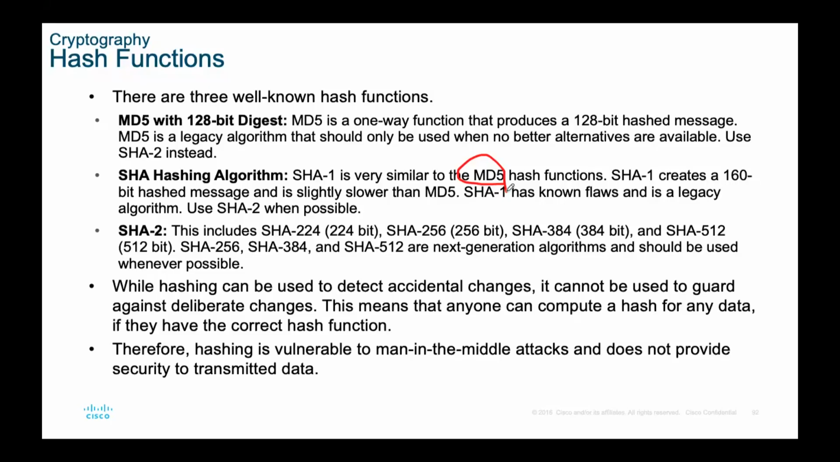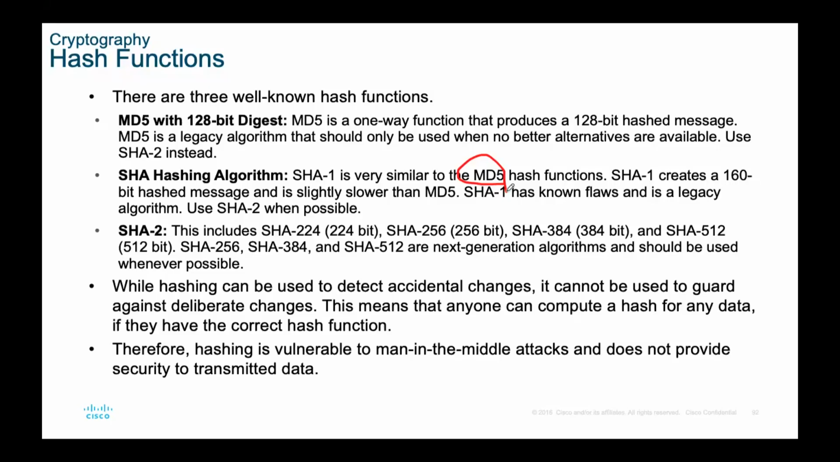SHA-2 includes SHA-224, SHA-256, SHA-384, and SHA-512. It is a next generation algorithm and should be used whenever possible.